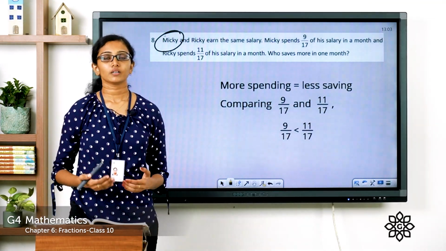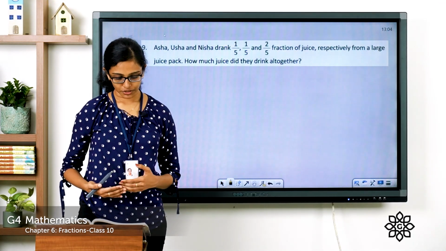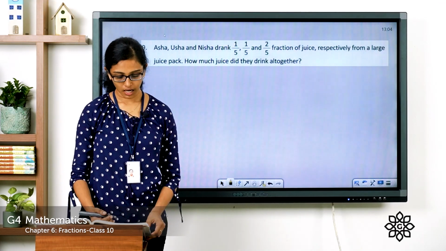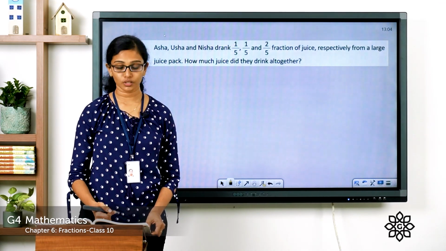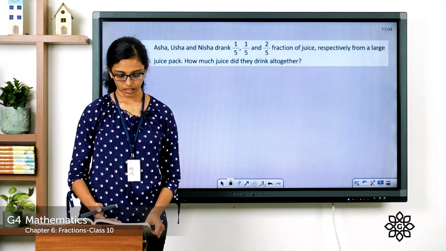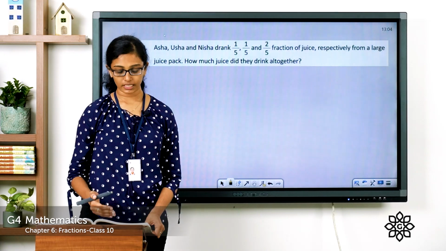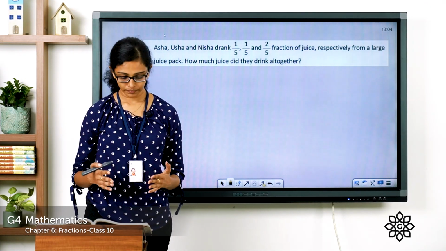Clear? Now the last question, question number 9. Asha, Usha and Nisha drank 1 by 5, 1 by 5 and 2 by 5 fraction of juice respectively from a large juice pack. How much juice did they drink altogether? So what is given in the question?